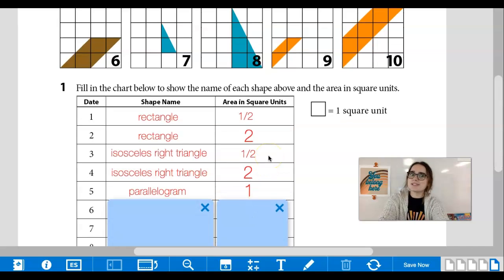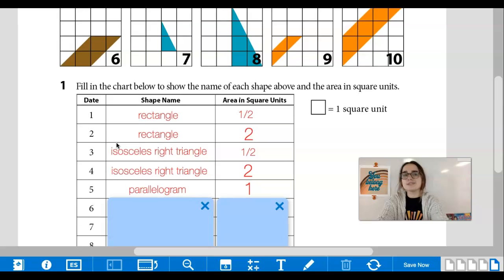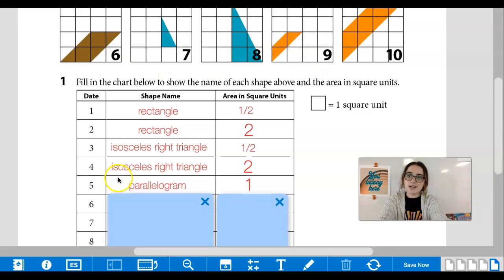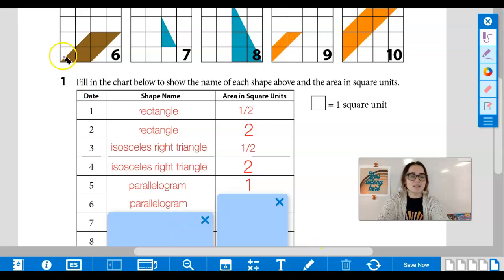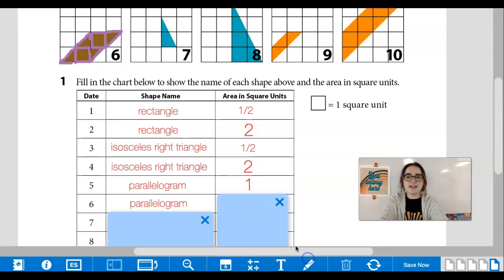All right, shape number 6, you guessed it, it is also a parallelogram because it's matching card number 5. But the area is different because it's a little bit bigger. We see we've got 1 whole here. We've got another whole here, so that's 2. Now we have a half and another half, which makes 3. Another half and another half gives us an area of 4.